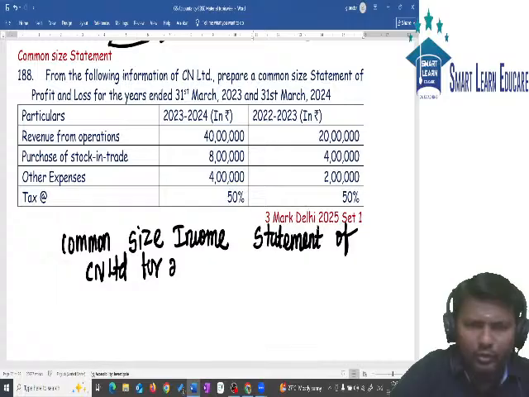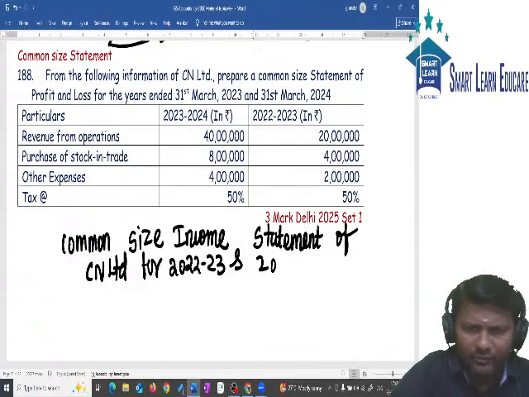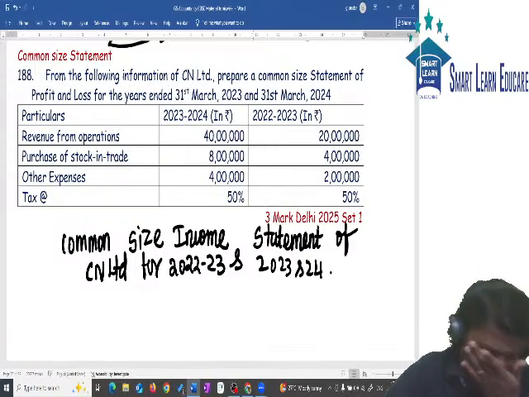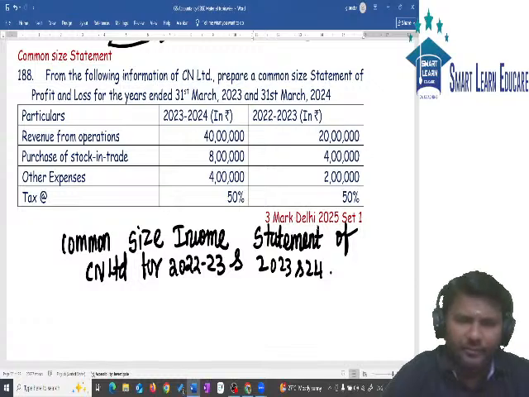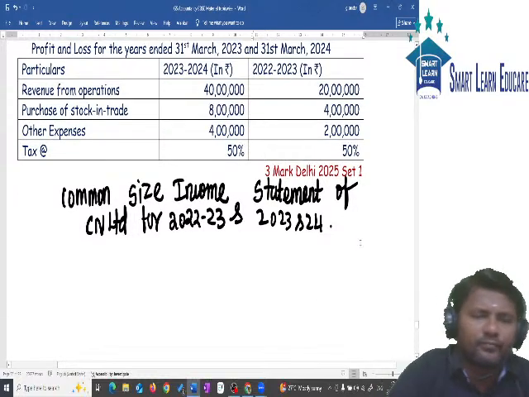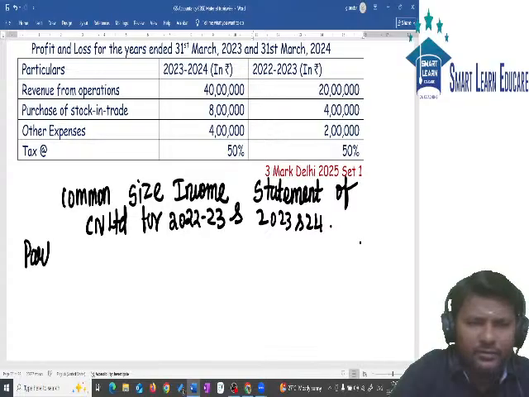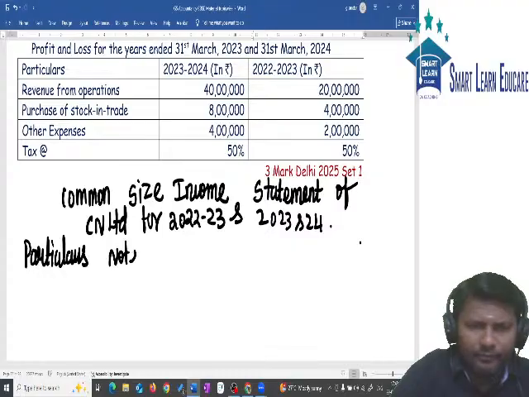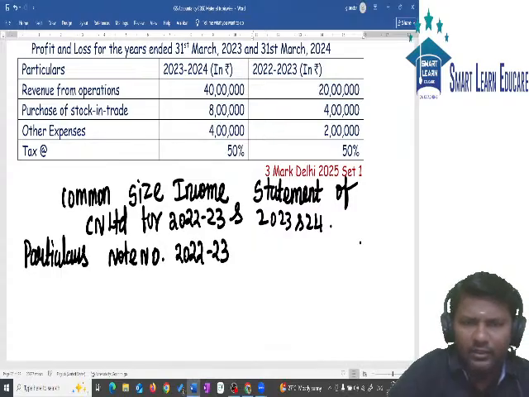for 2022-23 and 2023-24, 2 years. So particulars, first one particulars, second note number, then financial year 2022-23, then financial year 2023-24.